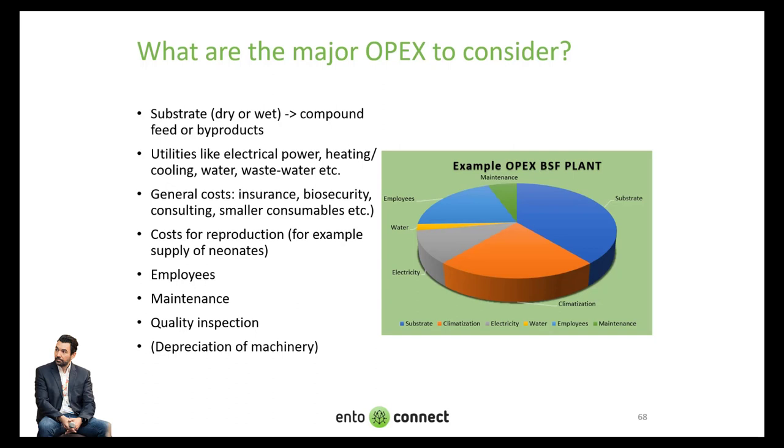So we have the climatization in general. This is also a major block. And then obviously it depends whether the plant is located in Portugal or in other areas, which might be a little bit colder. So we have the electricity, utilities like water, the labor, the employees, and some maintenance. These are the major topics. And what we've seen from previous projects, the main things to highlight are really the substrate and the climatization.